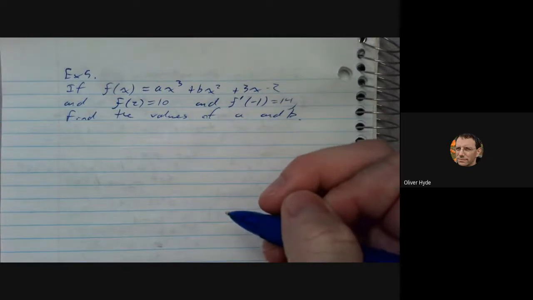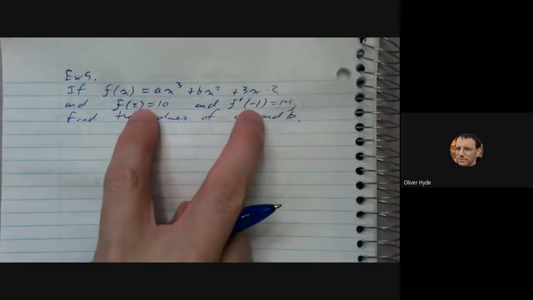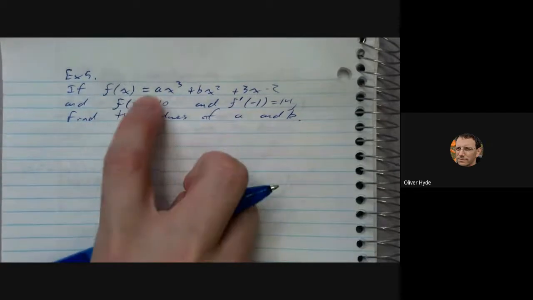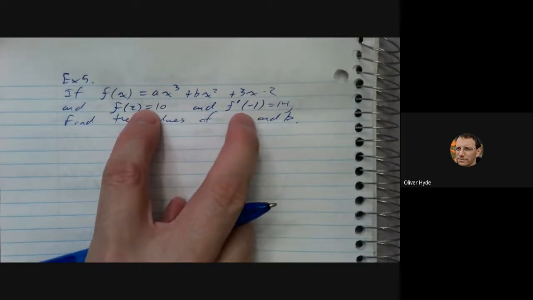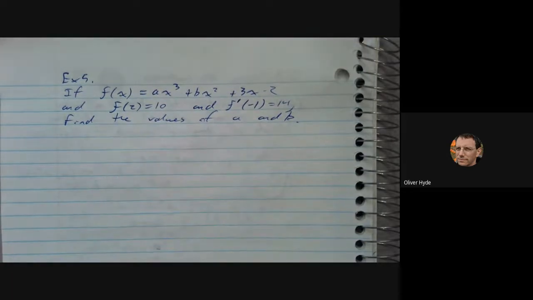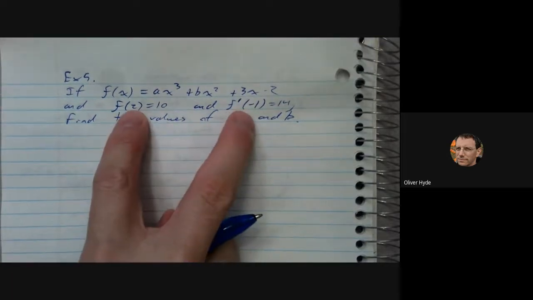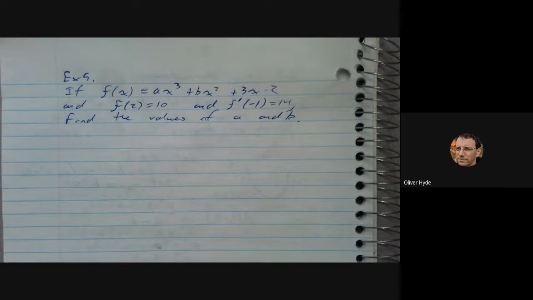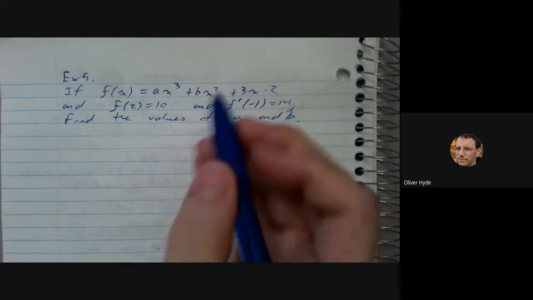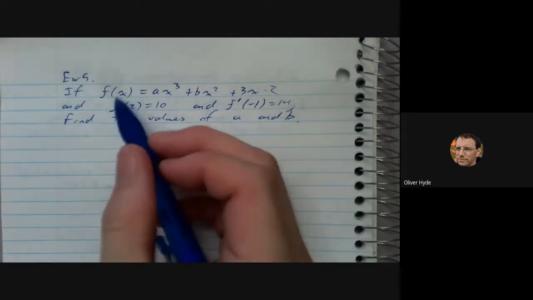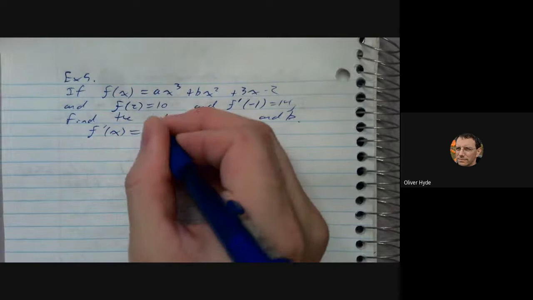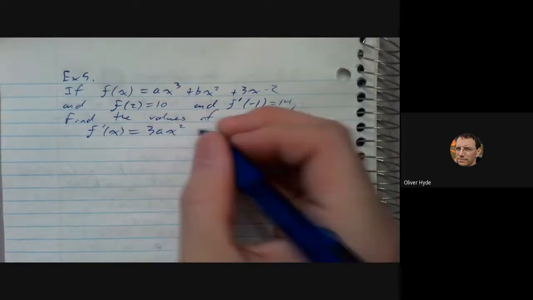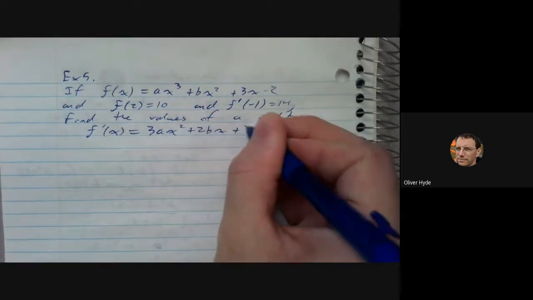Okay. I'm seeing two clues here in an equation where I have two unknowns. I feel like I need to use those two clues. And in graphically described questions, we're going to have to be digging for those clues. But in this question, all we need is an expression for f of x. We got that. An expression for f prime of x. Let's get that. f prime of x would be 3ax squared plus 2bx plus 3.